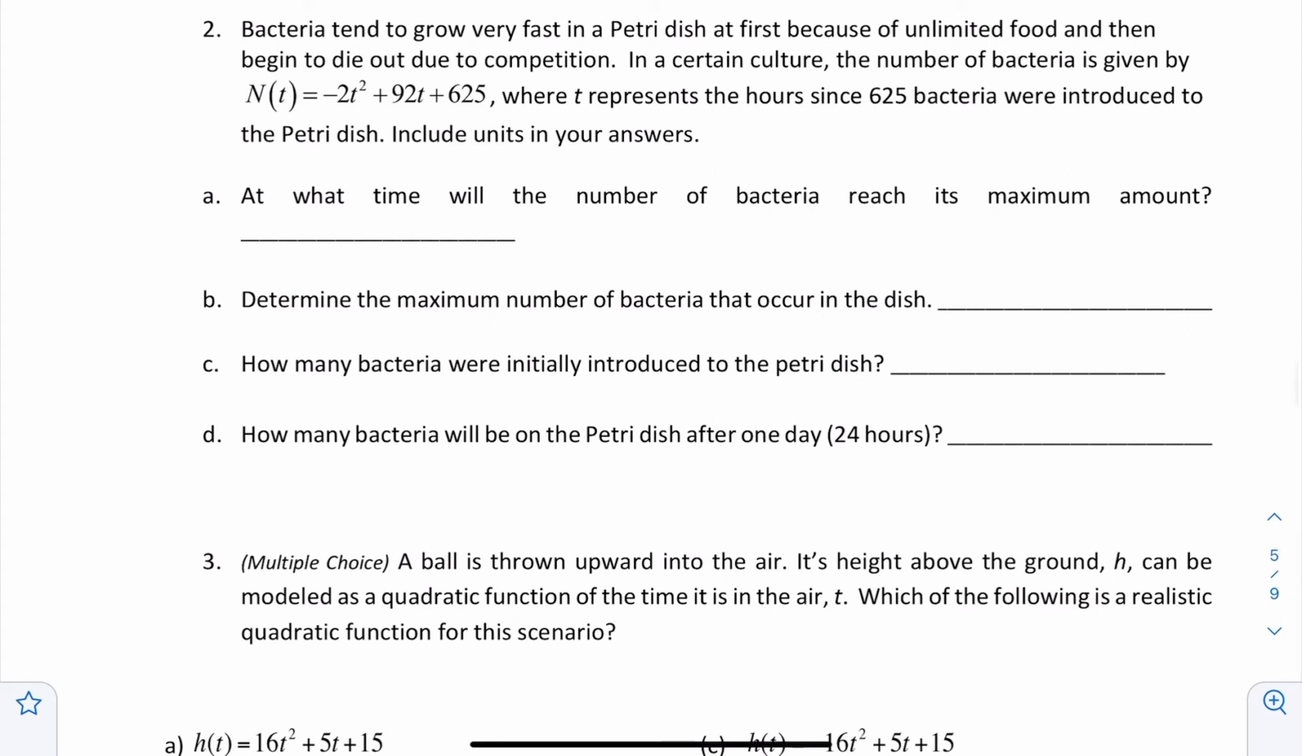For example number 2, it says that bacteria tend to grow very fast in a petri dish at first because of the unlimited food, but then they die out because of competition.